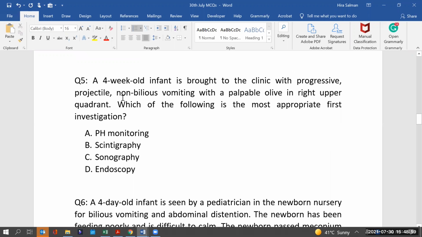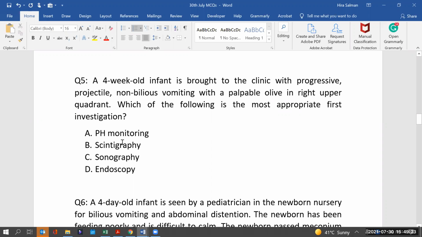Okay, now this one. A 4-week-old infant is brought to the clinic with progressive projectile non-bilious vomiting. Again, 4-week projectile non-bilious vomiting, pyloric stenosis should come to your mind. Now, palpable olive in the right upper quadrant. They have clearly mentioned olive mass, with a size of 1 to 2 centimeters. Think only about pyloric stenosis.